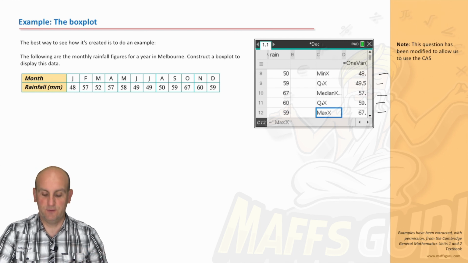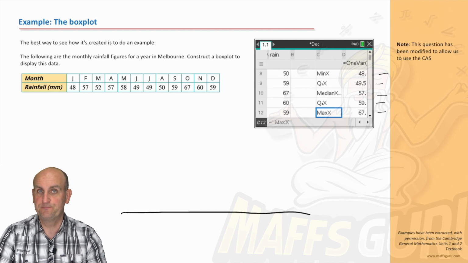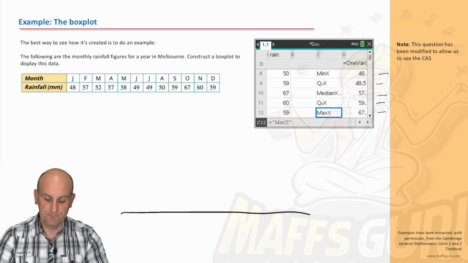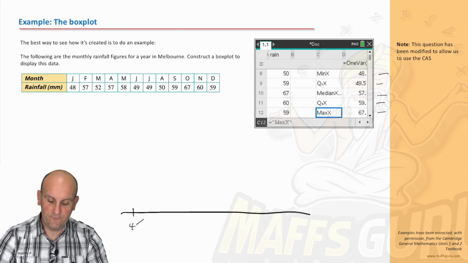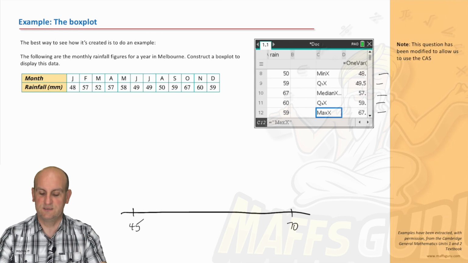Now, to be able to draw a box plot, the first thing you need to do is draw a scale. So I'm going to draw a horizontal line there, and there's got to be the minimum value and the maximum value shown on this. Now, because my minimum value is coming out as 48, I tend to go to 45. And again, that's completely arbitrary. Up to you what value you start with. I always go a smidge to the left. My highest value is 67, so I'm probably going to go to 70. It just gives my diagram a little bit of breathing space, if you will.